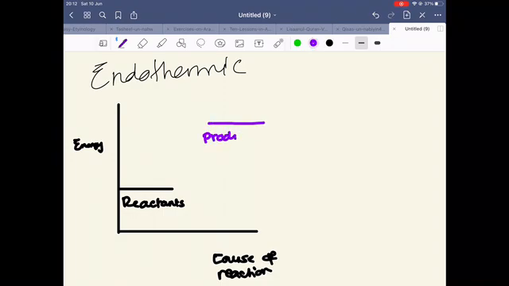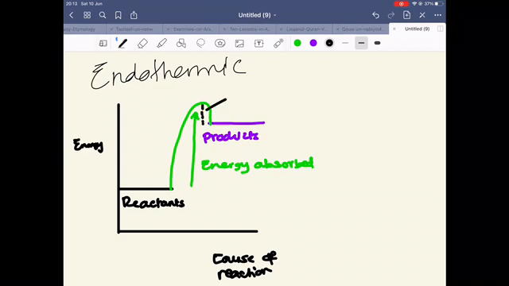Why? Because energy is absorbed from the surroundings into the system, so that's why the products end up with more energy than the reactants. So when we're showing this, the energy change is going up because energy is being absorbed into the system, into the reaction. Now you can see that the top peak on this curve has a name, a keyword. This is the keyword for the minimum amount of energy required for a reaction to start, and this is called the activation energy. Now, different reactions will have a different activation energy.